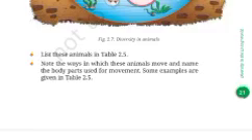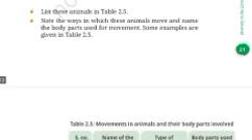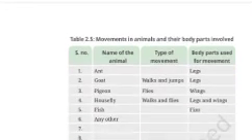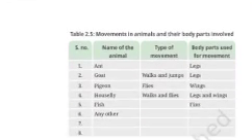List these animals in Table 2.5. Note the ways in which these animals move and name the body parts used for the movement. Some examples are given in Table 2.5. So, ant, goat, pigeon, housefly, fish, any other. So, an ant walks with legs, type of movement. Goat walks and jumps, type of movement. Body part used, legs.